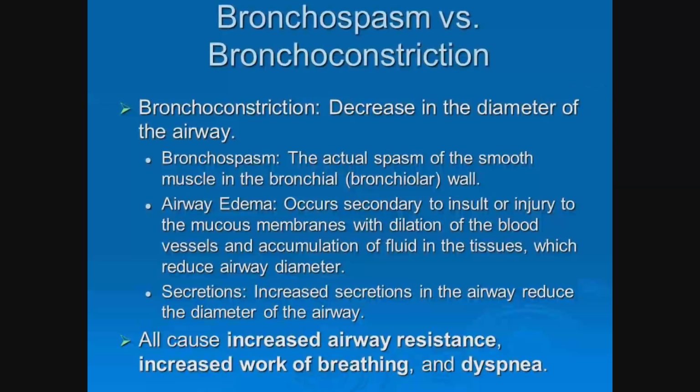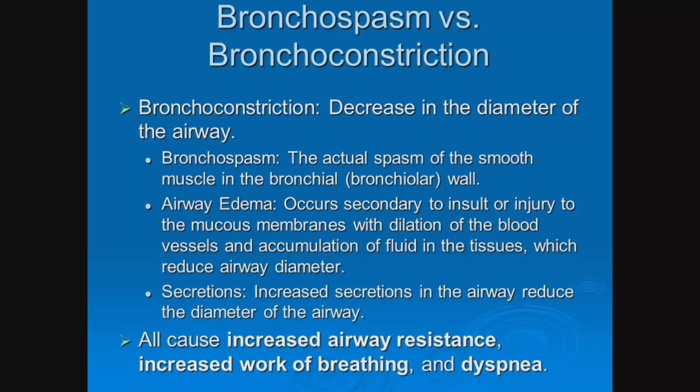The term bronchoconstriction means that we have a decrease in the diameter of the airway. That can be caused by one of three primary mechanisms. The first one, and probably the one we're going to react to the most, is the bronchospasm itself, where that muscle that is in the airway itself spasms, constricts, and you end up having a limitation of airflow.